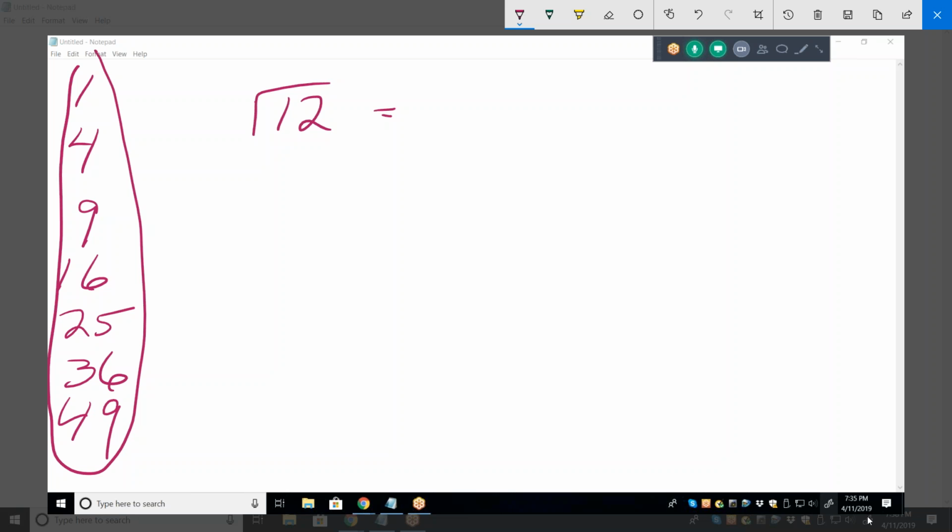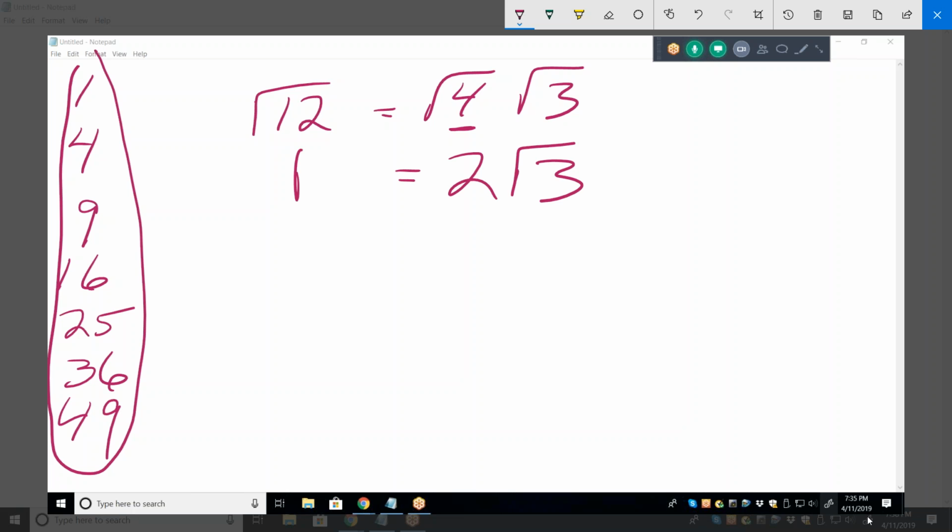Well, factor 12? 6 times 2? That doesn't have a perfect square number in it. Does it need to? Yes. That's the requirement. That's all the requirement is. It's real simple. It's square root of 4 times square root of 3. There's your perfect square number. Again, square root of 4 is 2. So root 12 simplifies to that.